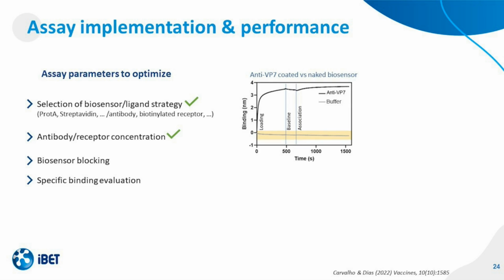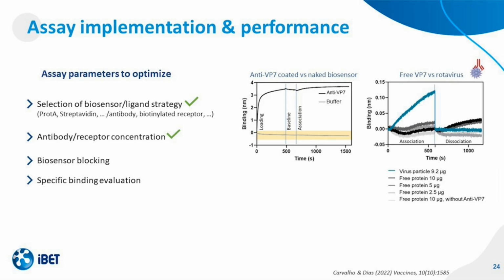And as you can observe here in this figure, no binding occurs to the naked biosensor, here highlighted in yellow, meaning that the blocking step was efficient and that the binding that we are observing is in fact specific for the antibody we selected.